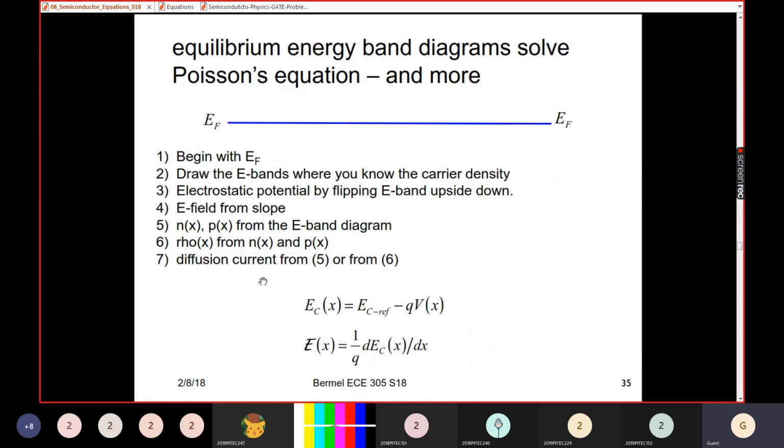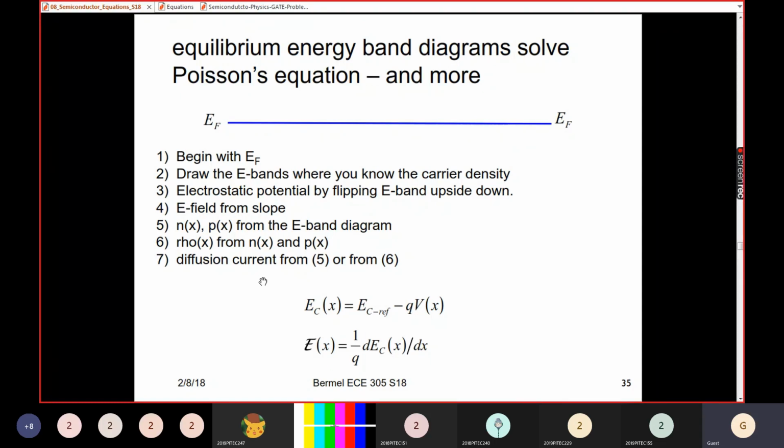Then after that we are going to find the electrostatic potential by flipping the E band upside down. From this flipping we are going to calculate the E field from the slope. Then we are going to calculate n of x and p of x from the E-band diagram which is given. Finally, rho of x will be calculated from the values of n of x and p of x, and the diffusion current will be solved from equations 5 and 6 that I told you previously.